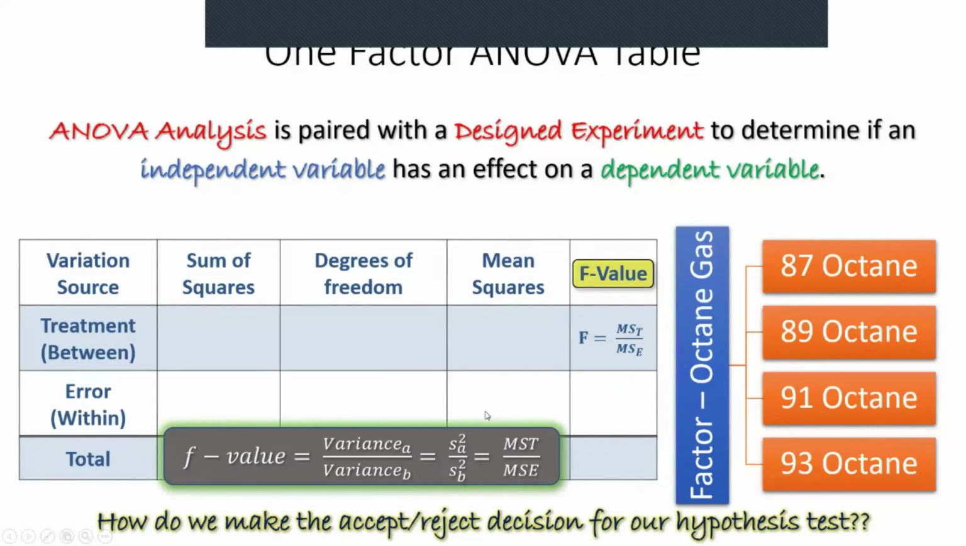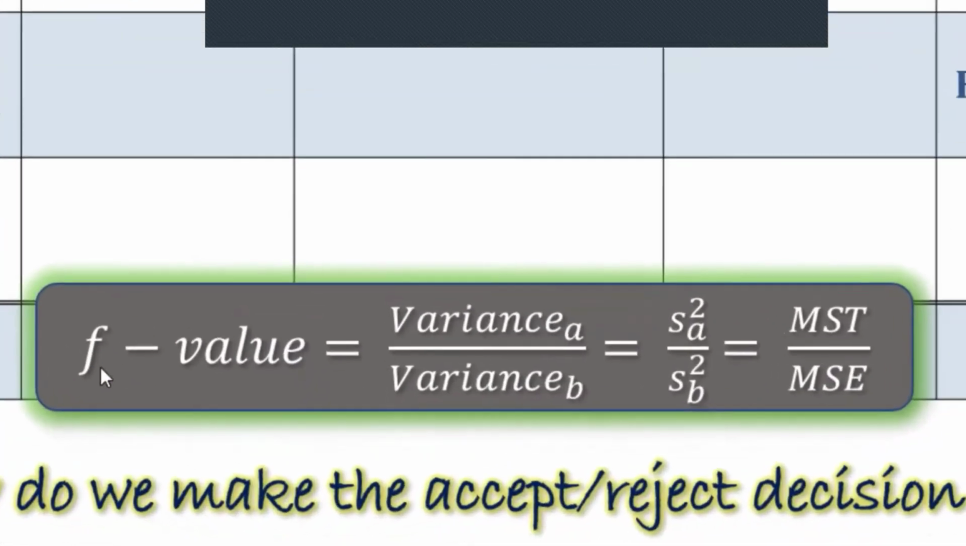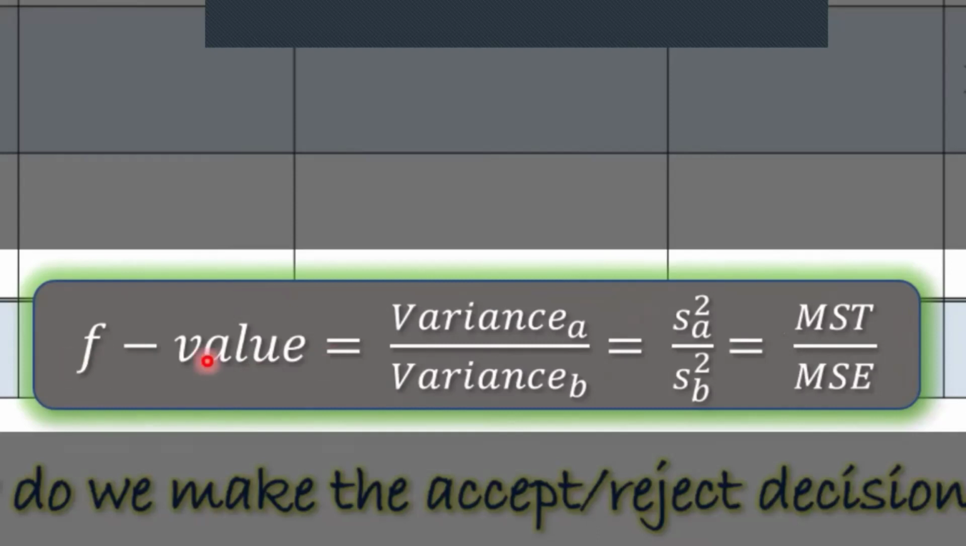And I want to take a second to really explain this. So in statistics, when we calculate an F value, what we're doing is taking a ratio of two different variances: the variance of A relative to the variance of B. Okay, we're taking a ratio of two variances. You could write this in terms of the sample variance, S squared, of A relative to the sample variance of B.